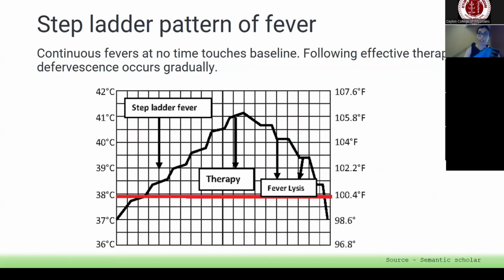The classic fever pattern known in typhoid is the step-ladder fever pattern. It is a continuous fever, which at no point touches the baseline and increases by increments of 1 degree Celsius. And following effective treatment, the defervescence occurs gradually.